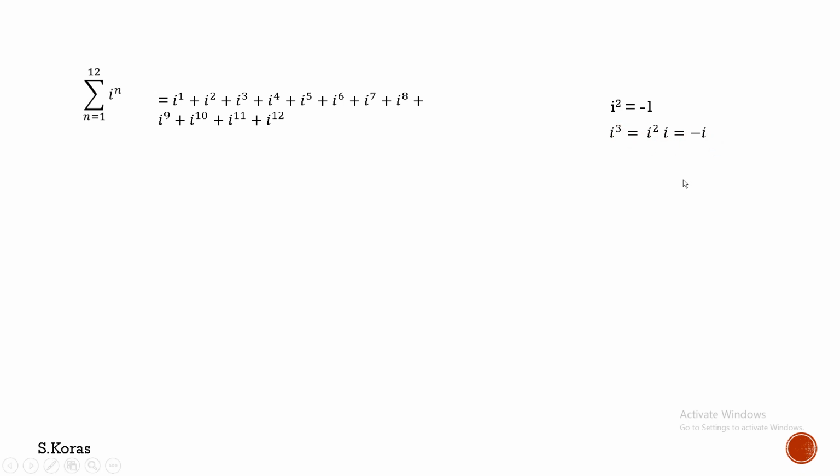In a similar way, let us try to find the value of I power 4. I power 4 can be written as I square into I square, that is minus 1 into minus 1. Your answer is plus 1. So I power 1 is I, I square is minus 1, I cube is minus I, and I power 4 is 1.